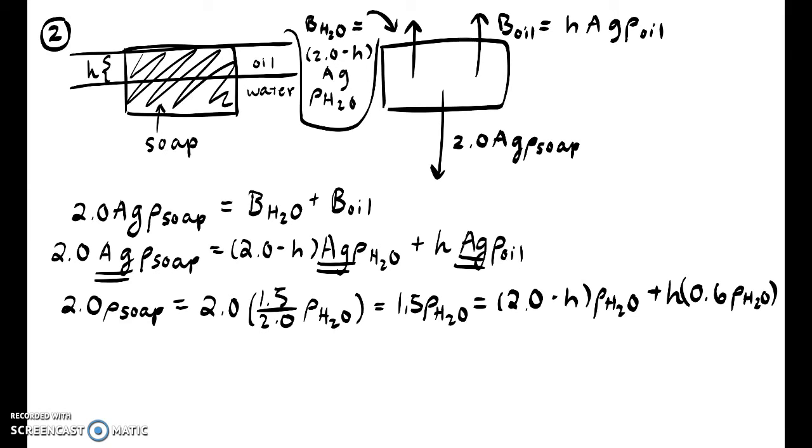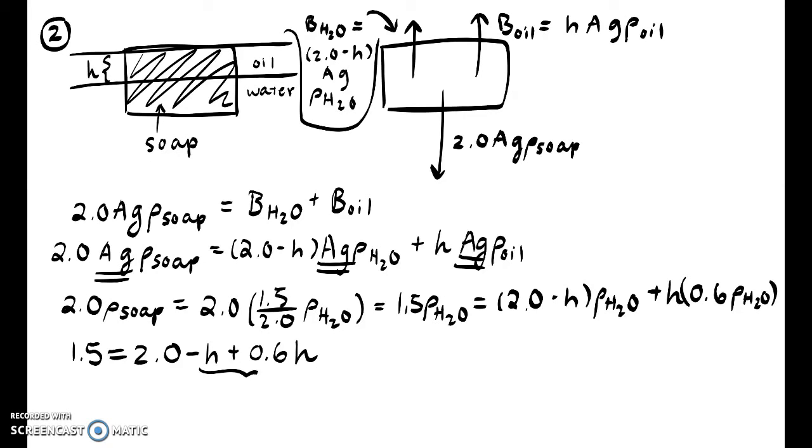So now all we have to do is solve for H. We also have the density of water on both sides, so we can cancel to get 1.5 is equal to 2.0 minus H plus 0.6 H. So now in this case, we can have our H's on the same side and move our numericals to the other side.